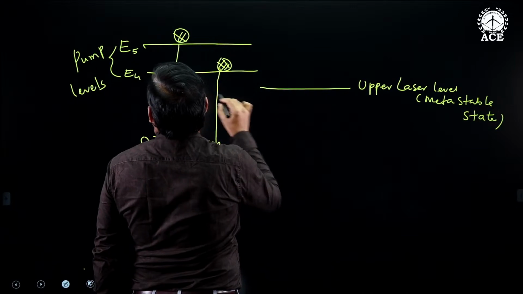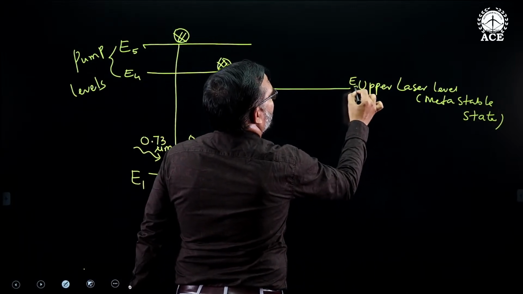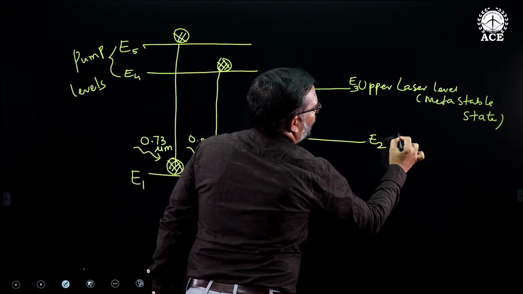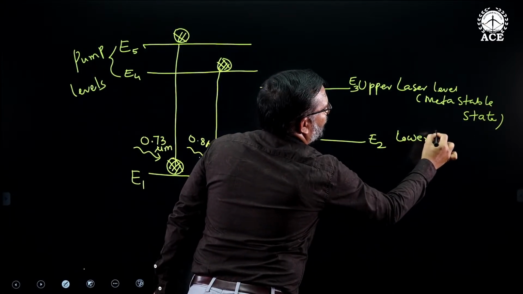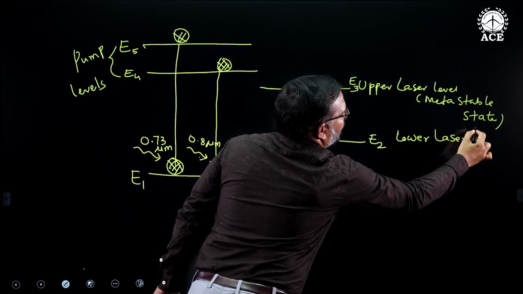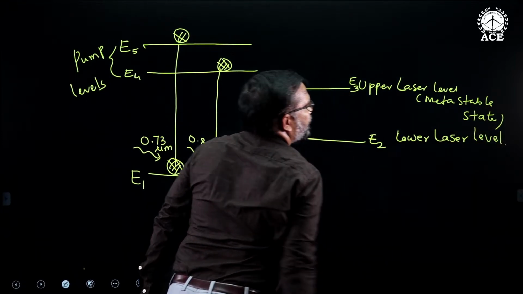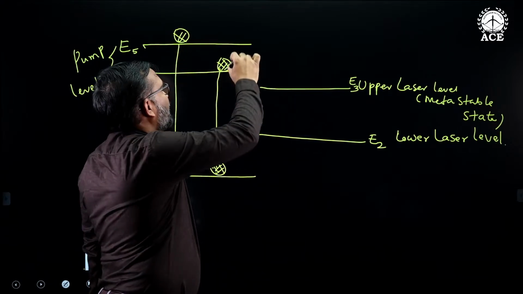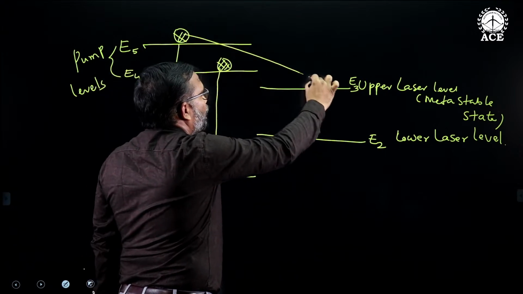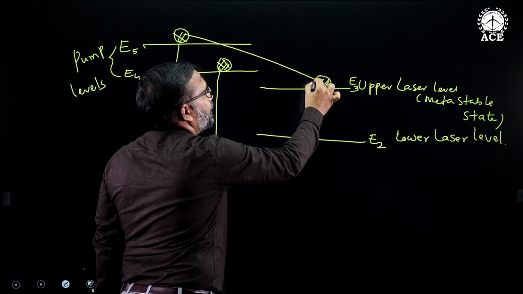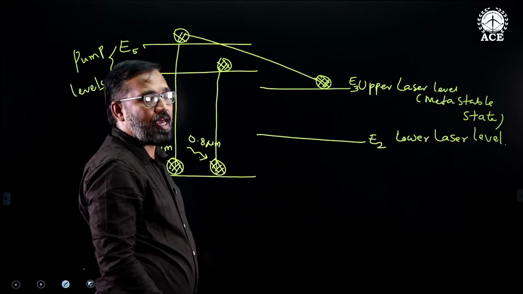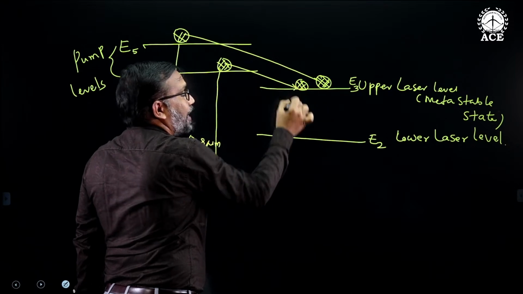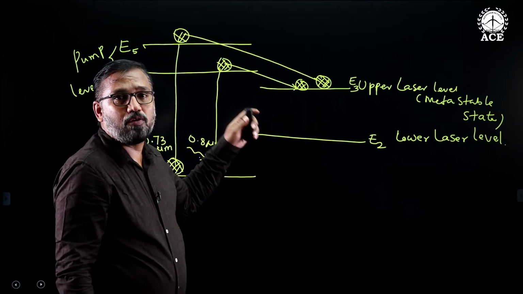That is E3. Next we have one more level, E2, the lower laser level. Two levels: the upper laser level and the lower laser level. Now these are the pump levels, meaning excited states. These ions won't stay for a longer time, so we have to allow them to enter the metastable state, where we can make them stay for more time. So this ion is also going to enter here. These are the transitions from the pump level to the metastable state.